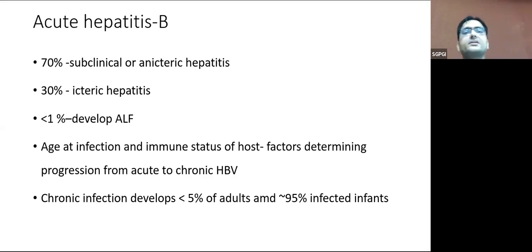And age at infection and immune status of the host determine progression from acute to chronic hepatitis B. If the infection has been transmitted from mother to child, there are high chances of going into chronicity. Whereas if the infection has been contracted in adulthood, then more than 95% of such patients will not land up in chronic hepatitis.